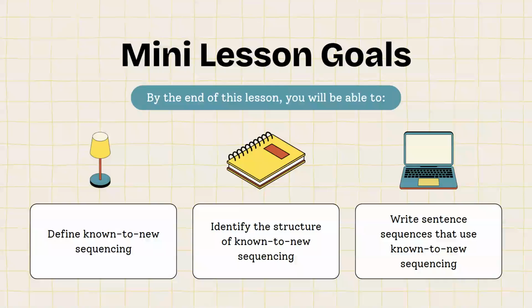I want you to be able to define known to new sequencing. I want you to be able to identify the structure of known to new sequencing so that you can use it. And before then, so that if you're seeing writing, especially in paragraphs, and you notice it, I think that would feel so exciting to be able to say, oh, hey, this person used known to new sequencing to make their paragraph flow. And of course, my goal is that you can use this type of pattern writing to be able to write sentence sequences that use known to new sequencing.